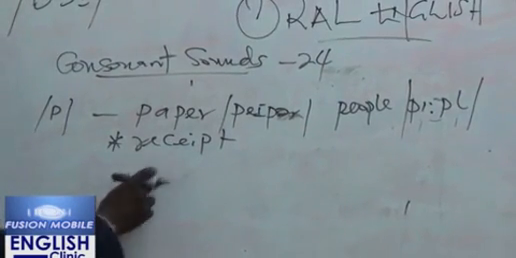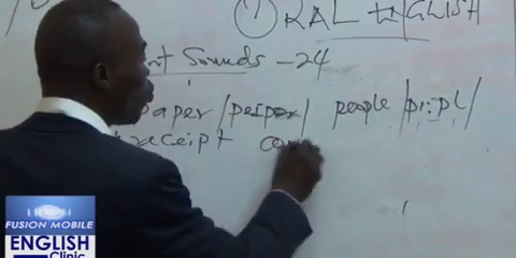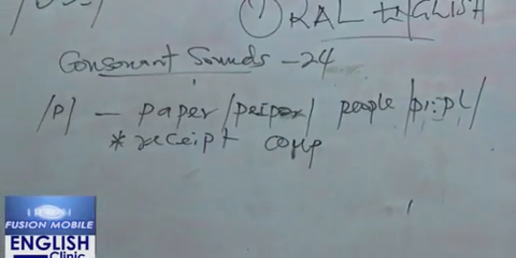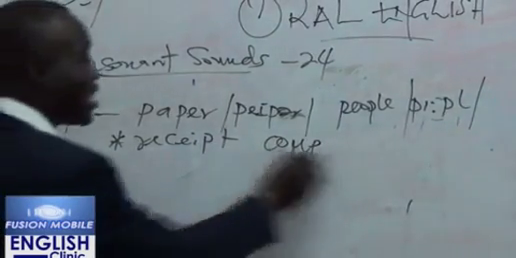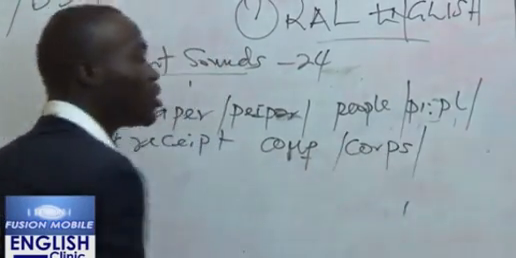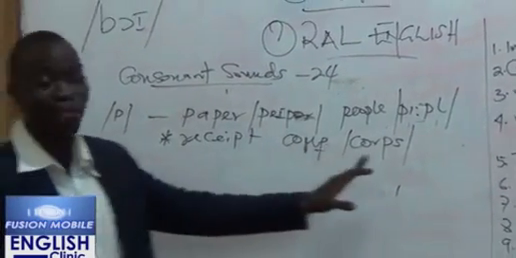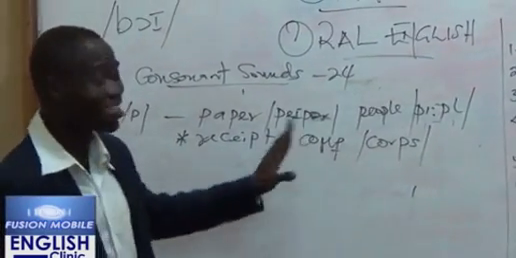So we pronounce the word receipt. In a word like what? Cupboard. It's not cupboard, but cupboard. The P is silent. In a word like what? Psychology. Now the P is silent. So in those words, even though you have the letter P, the P is silent in those words.